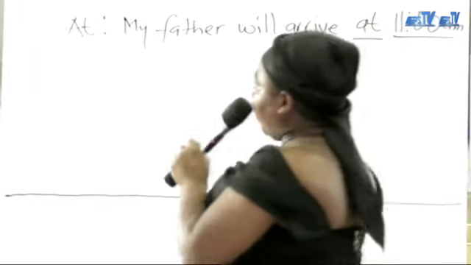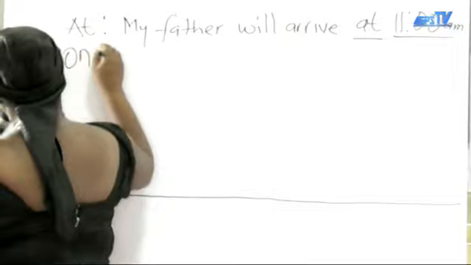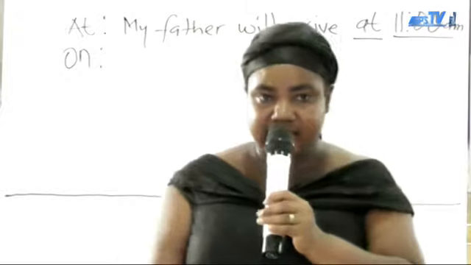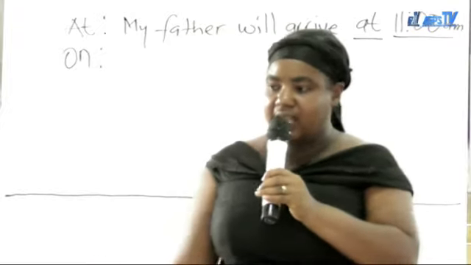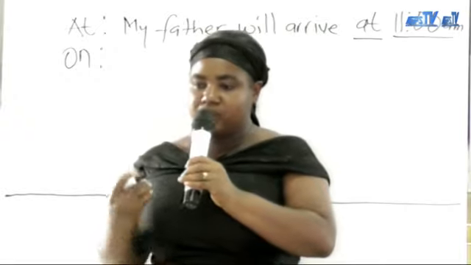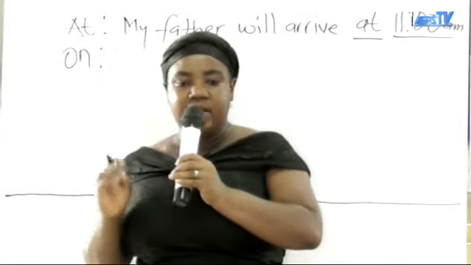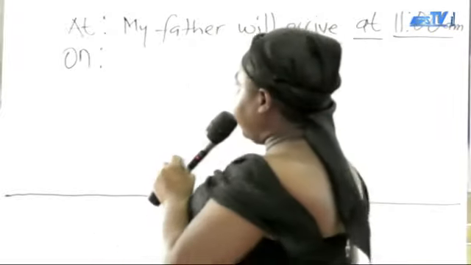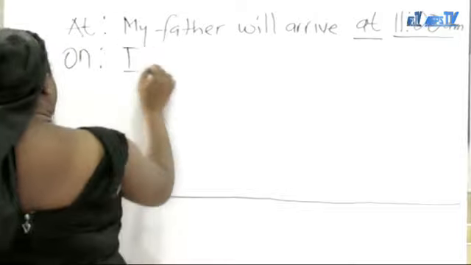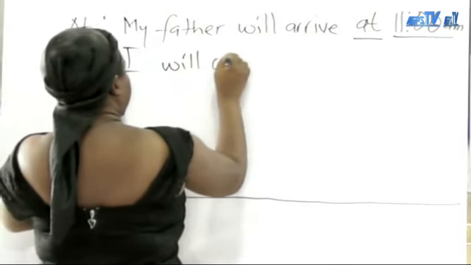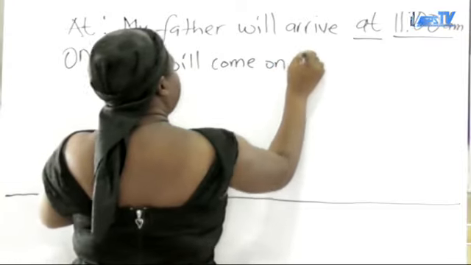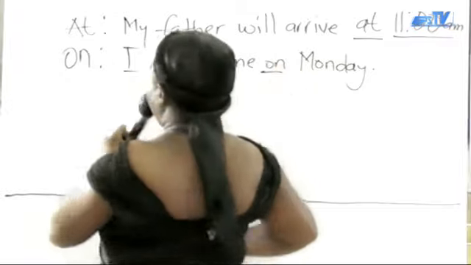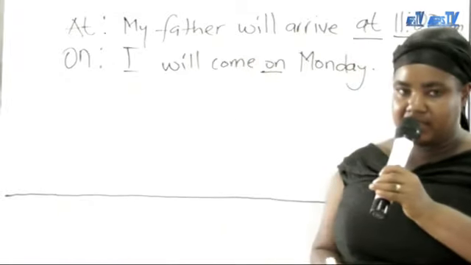Again, we can use on. This is used for days and dates. When we say a preposition of time, on is specifically talking about days and dates. So we can have, I will come on Monday.